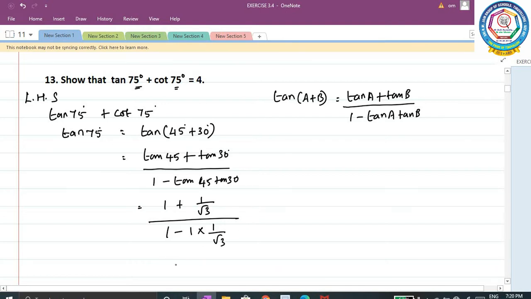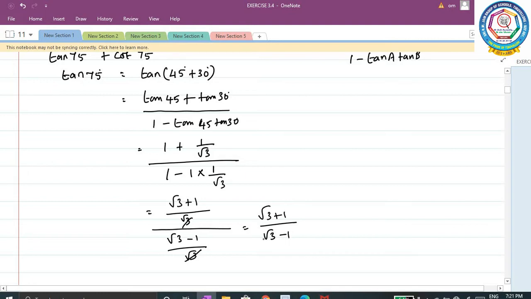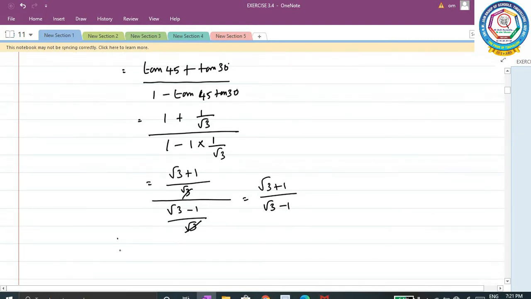So next step I am going to take the LCM. So root 3 plus 1 by root 3 divided by root 3 minus 1 by root 3. Both denominators will cancel. Answer: root 3 plus 1 by root 3 minus 1. This is for tan of 75 degree, equal to root 3 plus 1 by root 3 minus 1.